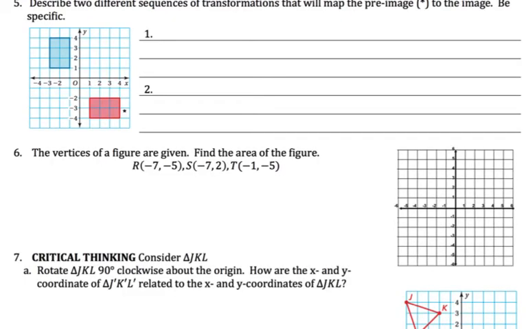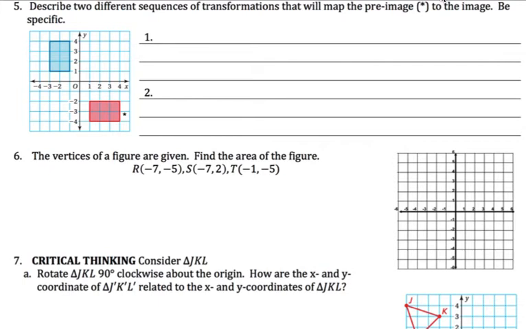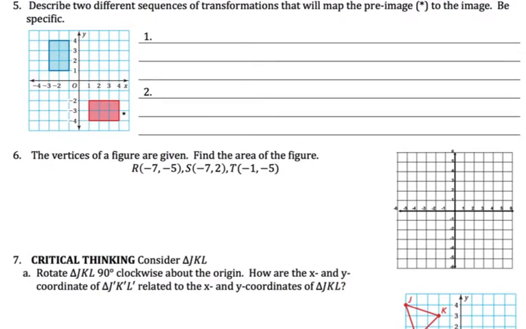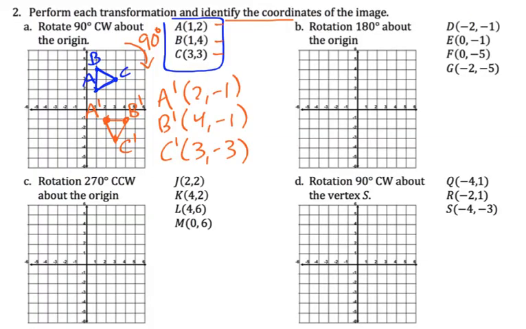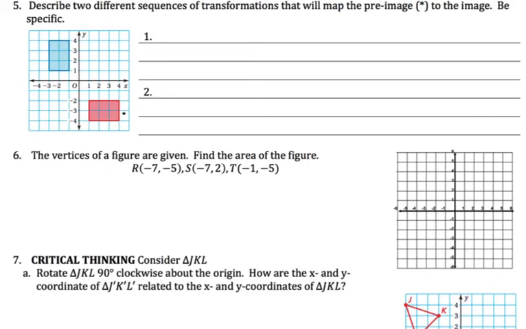Number 3 is a review problem. Describe 2 different sequences of transformations that will map the pre-image with the asterisk to the image. Be specific. What I mean by be specific here is, wait, where did 3 and 4 go? Oh, there's 3 and 4. 3, you're going to determine if they're proportional. That's a review from 7th grade. 4, solve for P. That's a review from 8th grade. We actually did that in the last unit, solve for a variable when other variables are present.